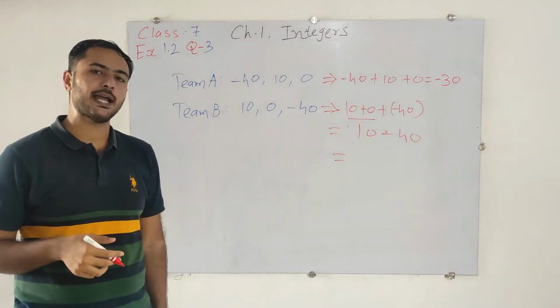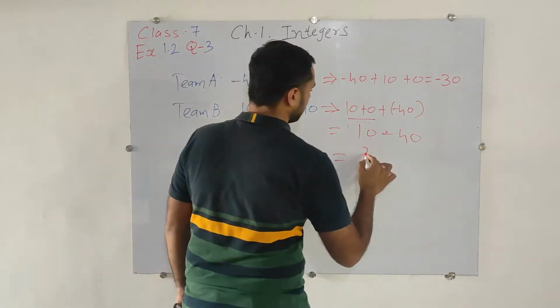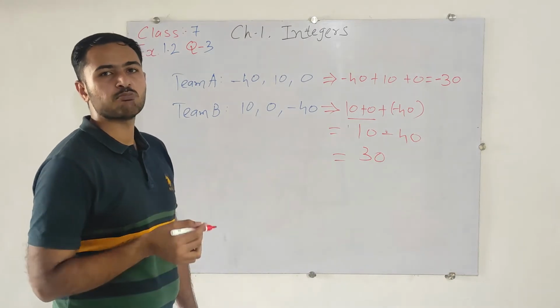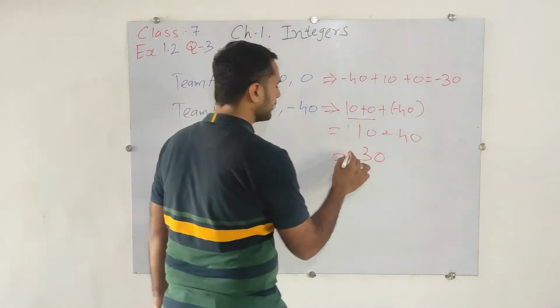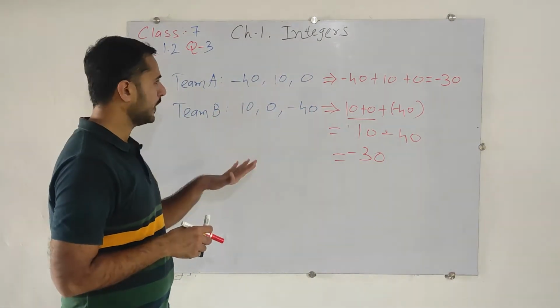Again, plus minus, minus. Remember the sign chart, okay? Plus minus, minus. So 40 minus 10, that is 30. But we have to put the sign of the bigger number, and that's the 40, and 40 has the negative sign. So I'm just going to place the negative sign over there. So this is how we completed this question.